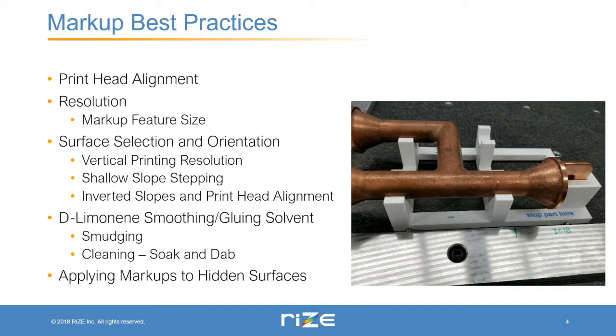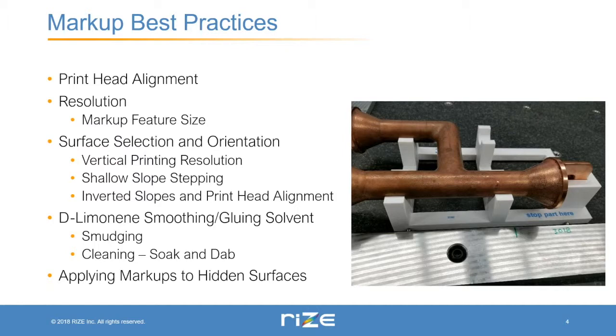Another thing to be aware of is that on shallow slopes, you may see some stepping because of that same vertical printing resolution limitation, where for very shallow slopes, it won't be able to resolve the shallow slope entirely, so there will be steps separated by distance, and when applying markups onto these surfaces, in most cases it's not a problem, but in some cases where you have fine details, it can be more difficult to get a good quality markup because of the sort of jagged appearance of some of the stepping.